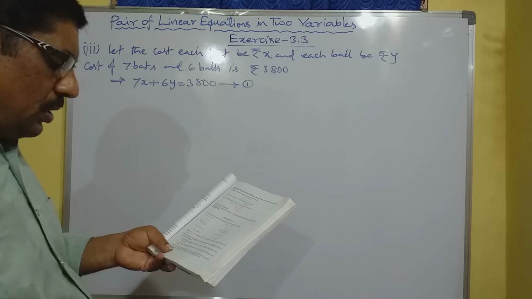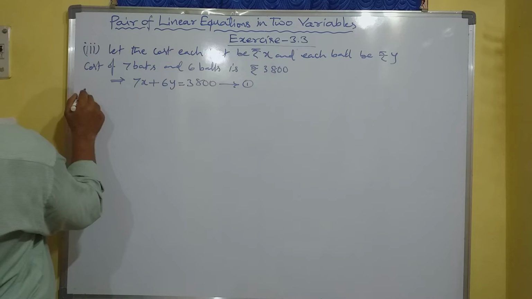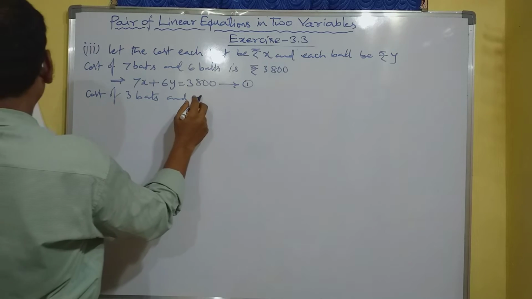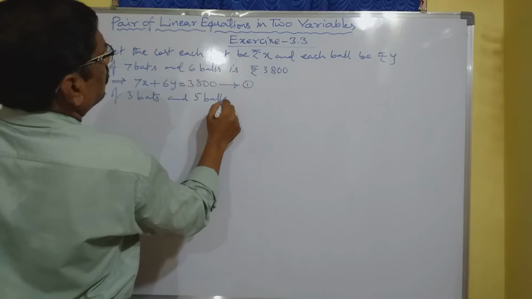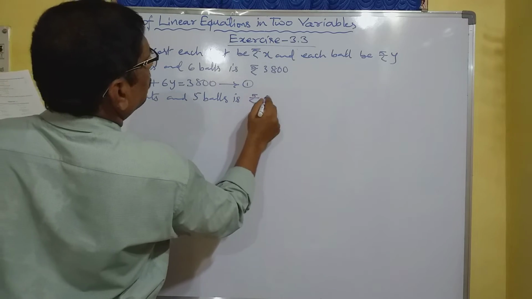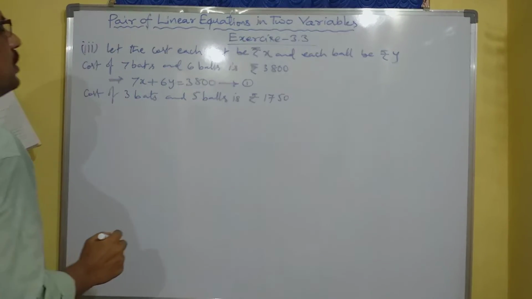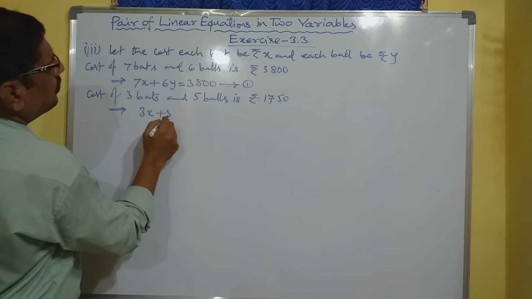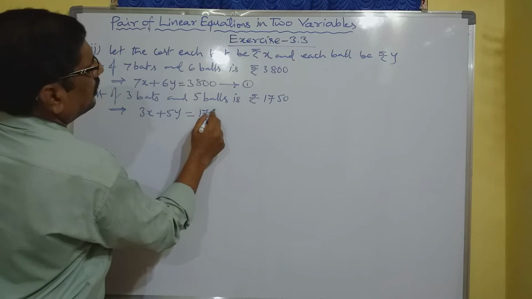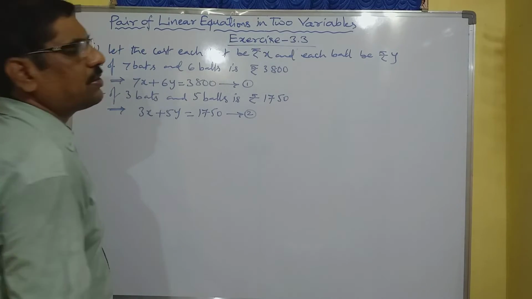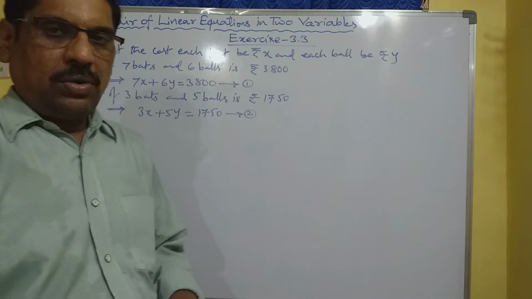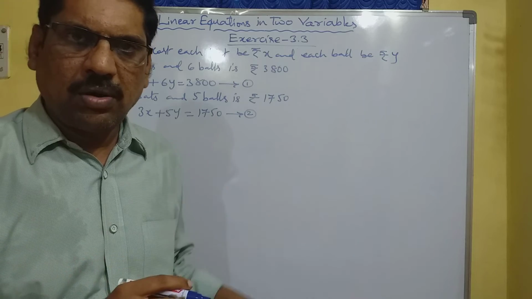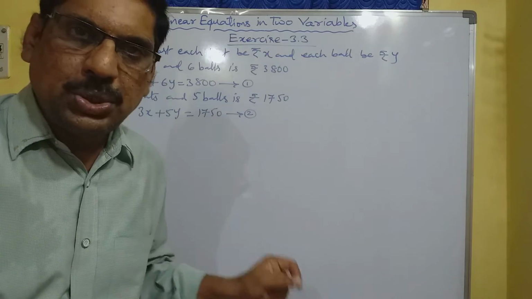Like this, what is the other one? The cost of 3 bats and 5 balls is rupees 1,750. So from this we can write the linear equation as 3x plus 5y is equal to 1,750. Let us take this as equation 2. Now we have two equations, that means a pair of linear equations. Let us solve these two equations by using the substitution method.